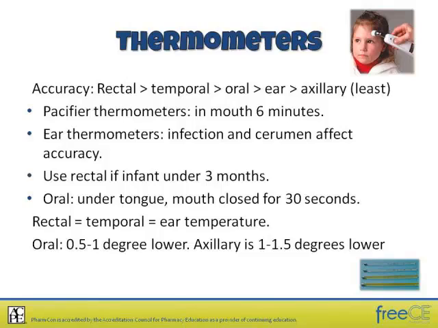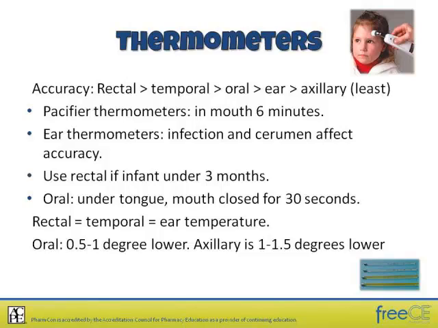Ear thermometers are relatively accurate, but the problem that causes their inaccuracy is if there's infection in the ear, and cerumen or earwax can affect the accuracy. We're going to always recommend using rectal thermometers if the infant is under 3 months of age. We can use oral under the tongue. The mouth has to be closed for 30 seconds, and sometimes that can be a challenge with a child.